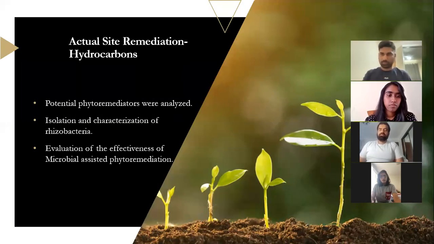The actual site remediation strategy for hydrocarbons employs live plants to purify polluted soil, air, and water. Initially, the hydrocarbon toxicity and tolerance screening of potential phytoremediators were analyzed, and then isolation and characterization of rhizobacteria that promote plant development and degrade hydrocarbons. And finally, evaluation of the efficacy and effectiveness of microbial assisted phytoremediation is done.